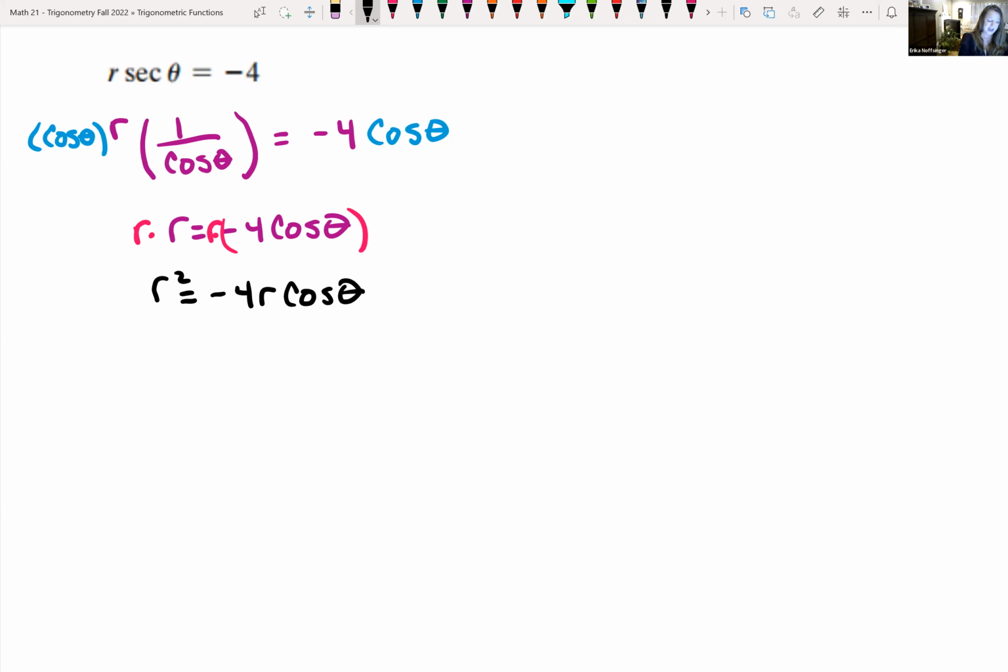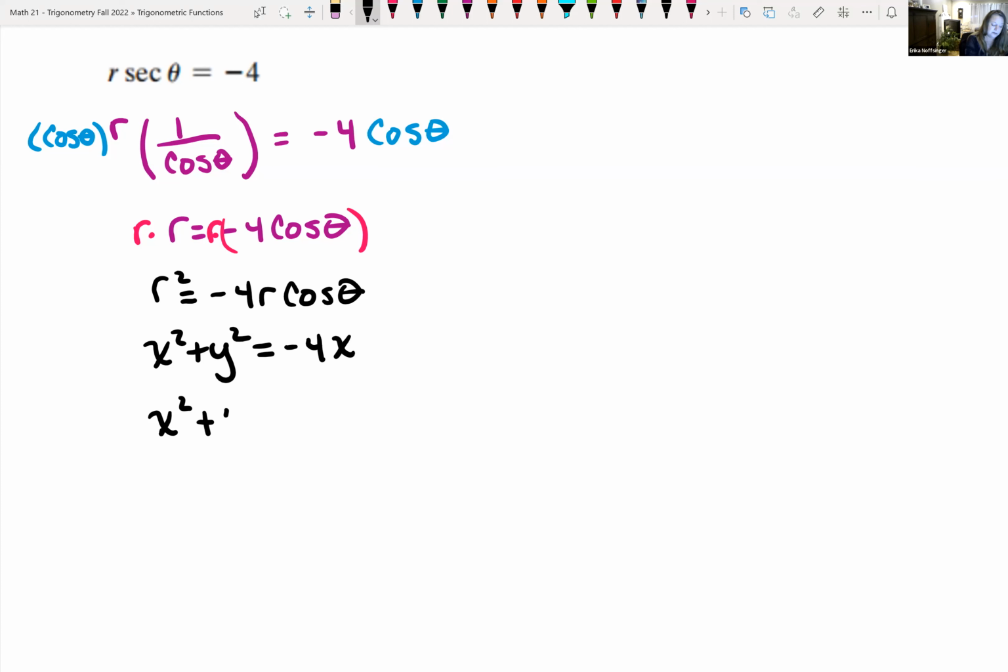So same sort of idea, r squared is equal to x squared plus y squared, equals negative 4r cosine theta, but r cosine theta is equal to x, so we have negative 4x. Going to get everything to one side of the equation. I notice again that this is a circle. So let's add 4x to both sides.